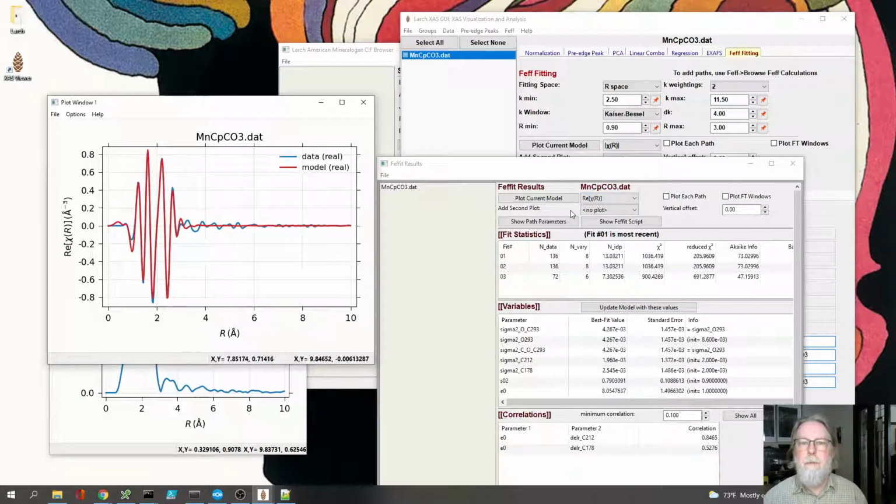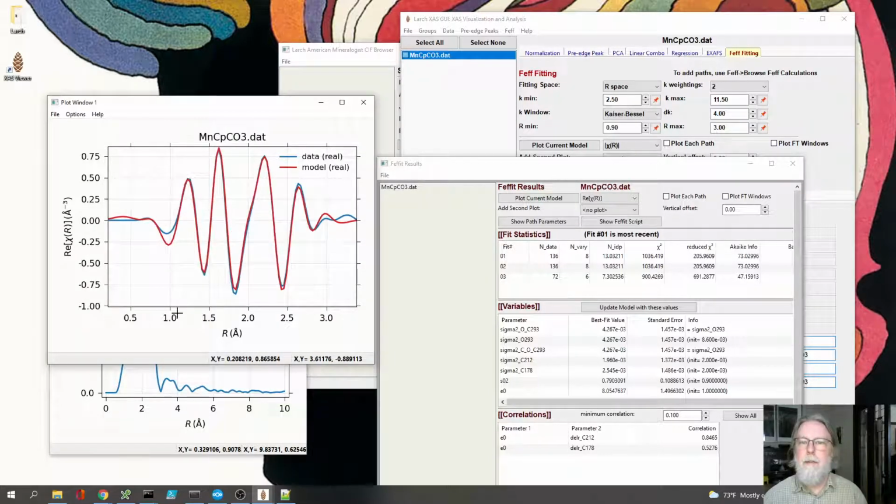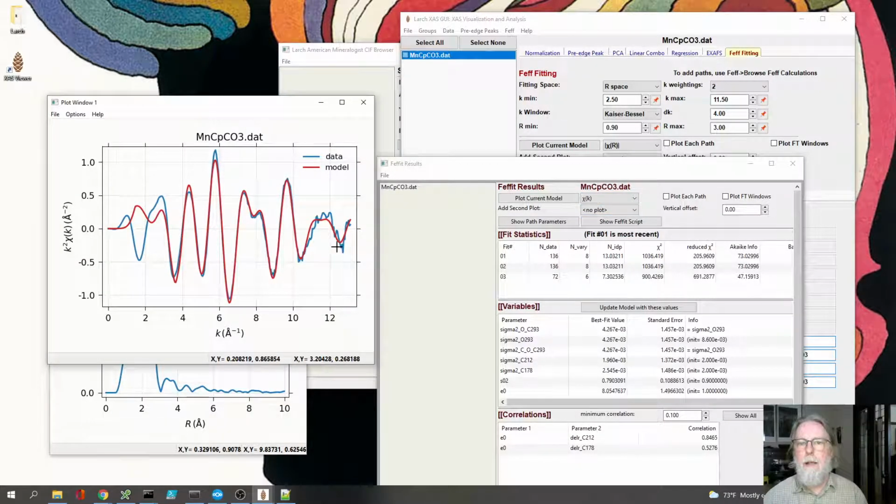If we plot the real part, we've actually done a good job on all of the phase of the real part of chi of R, and in chi of K we've done a pretty good job of modeling that data now, by including those multiple scattering paths. Even though we didn't really refine them much, we did get a decent result.